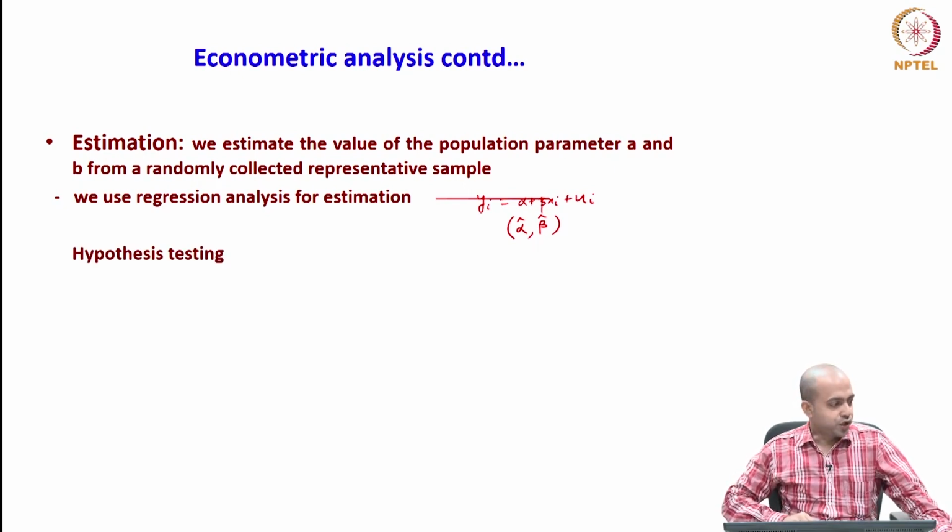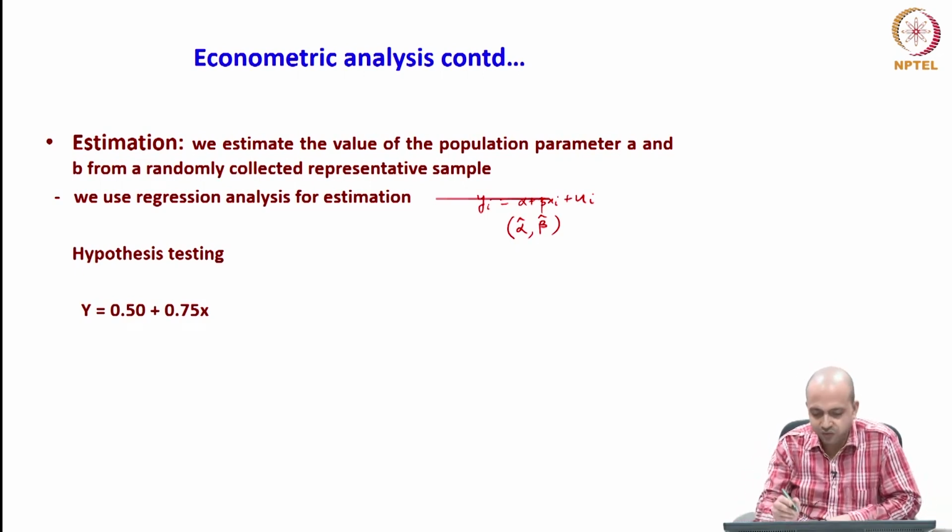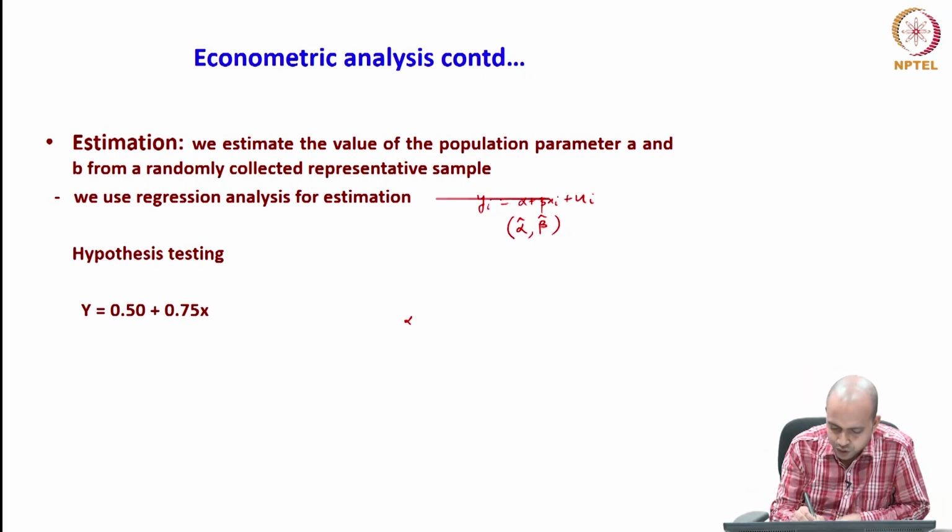And once you estimate the model, the next step is hypothesis testing. Now, for example, let us say that you have collected a sample of 200 individuals from Chennai city about income and consumption, and then you have estimated this type of model. So, that means here your alpha hat equals 0.50 and beta hat equals 0.75.